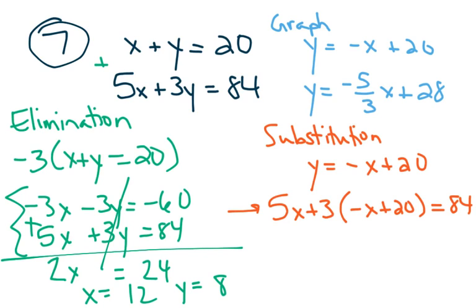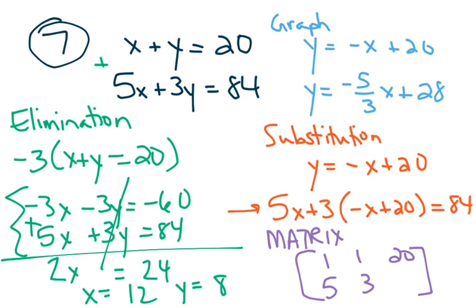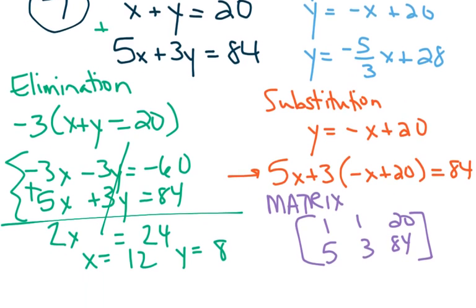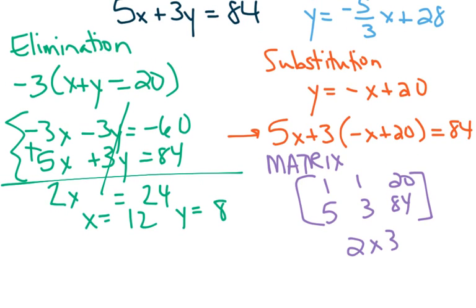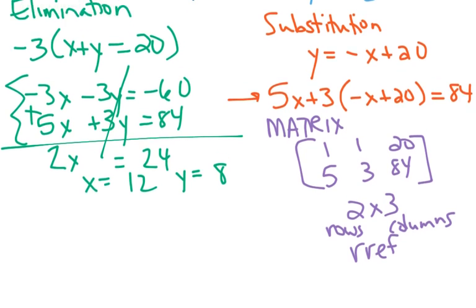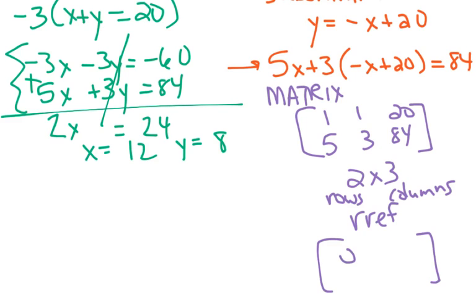But remember, there was a 4th method. And the 4th method of solving this is by using a matrix. The matrix that you would plug into your calculator would be 1, 1, 20, 5, 3, 84. The dimensions of the matrix are 2 by 3 because there are 2 rows and 3 columns. And you would use RREF, that's reduced row echelon form, in order to solve this problem. When you do, the solution matrix should say this, where the final column is your solution.